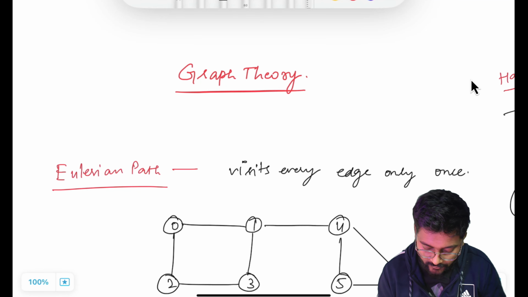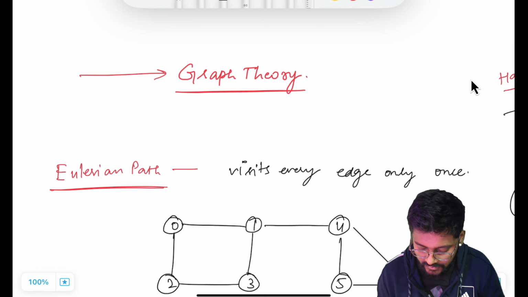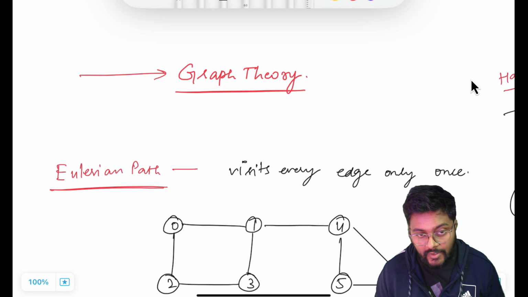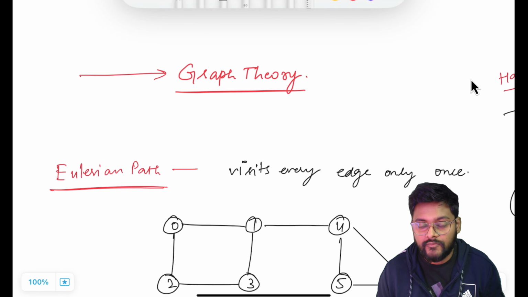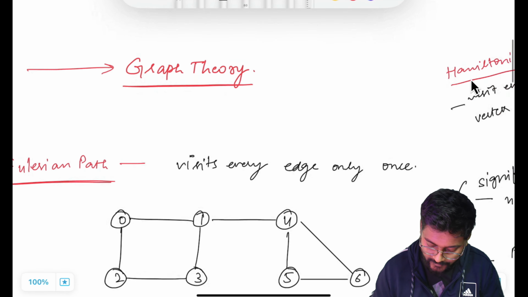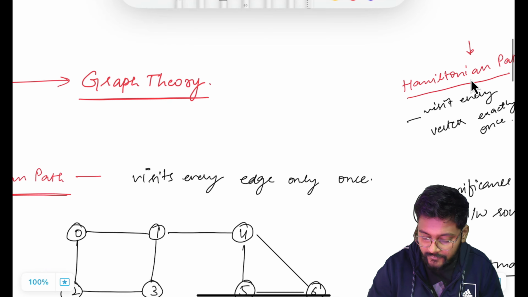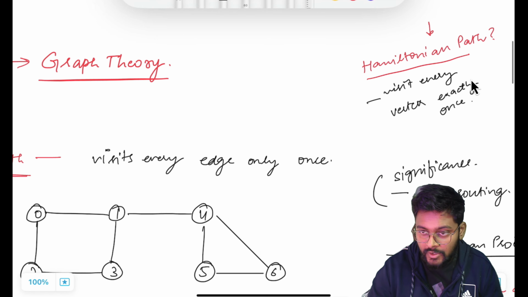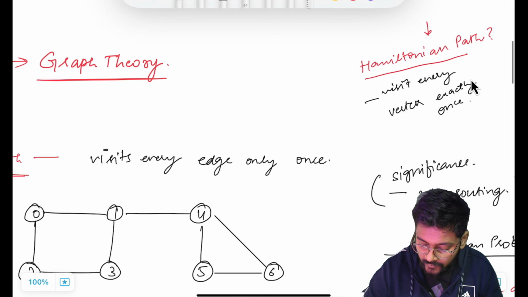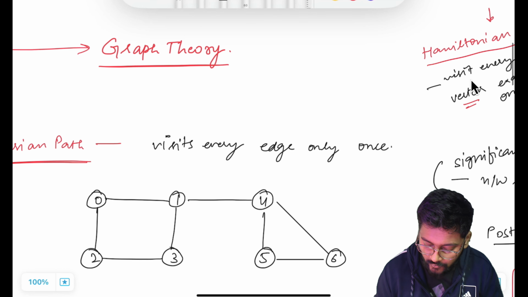Today we are going to cover a very important topic from graph theory, which is called Eulerian path. It is a special kind of path where we are going to cover every single edge from the given graph. It is similar to Hamiltonian path. If anyone is aware of that Hamiltonian path, in this we used to visit every vertex exactly once. But here we are going to visit every edge only once.